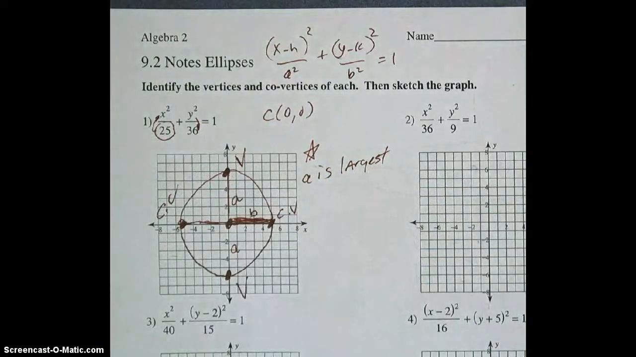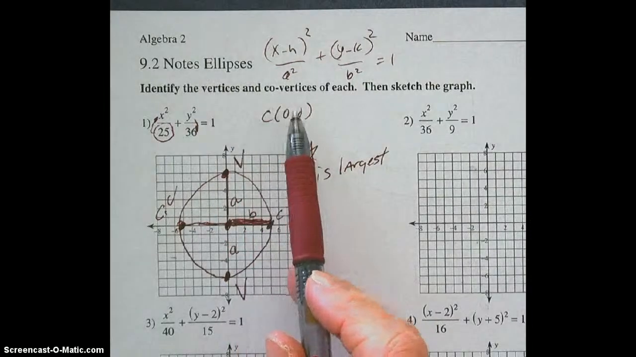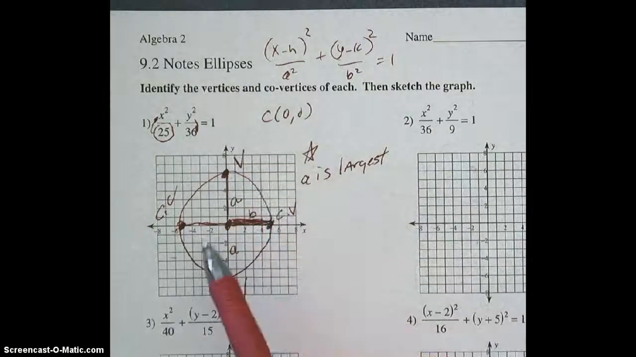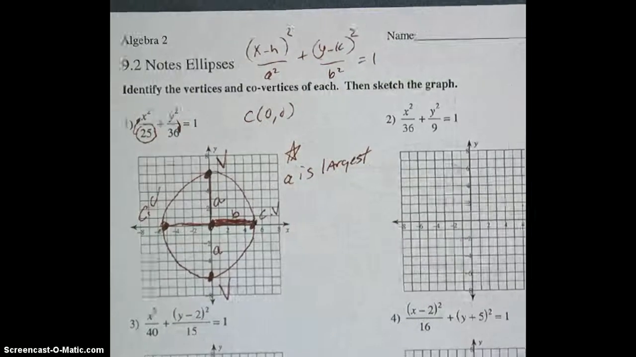Today, all you need to do is label these. When it says identify the vertices and the co-vertices, I want you to get practice of knowing where they belong. You don't have to state them as a point yet. So let's try number 2.